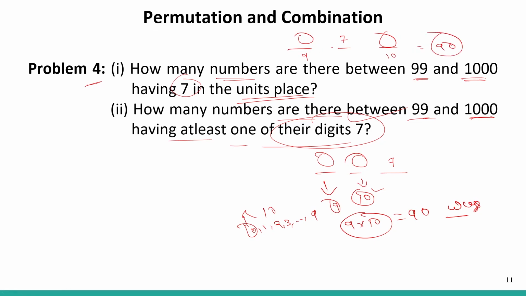Okay, so if I ask you how many numbers are there between 99 and 1000 having 7 in the 100th place? So you have 7 right here, and there are 2 choices remaining. For each of these you have 10 choices. So 100 choices will be there. Okay, so this is how these kinds of questions play around.